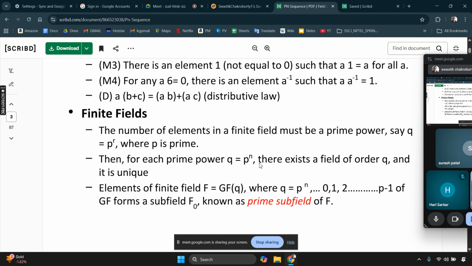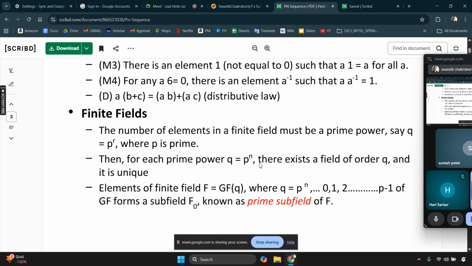A finite field is a field which has elements in the power of p, where p is a prime number. Then for each prime power q equal to p to the power n, there exists a field of order q and it is unique. So if there is a prime number p and p to the power n, if you define that, p to the power n will give rise to one finite field.